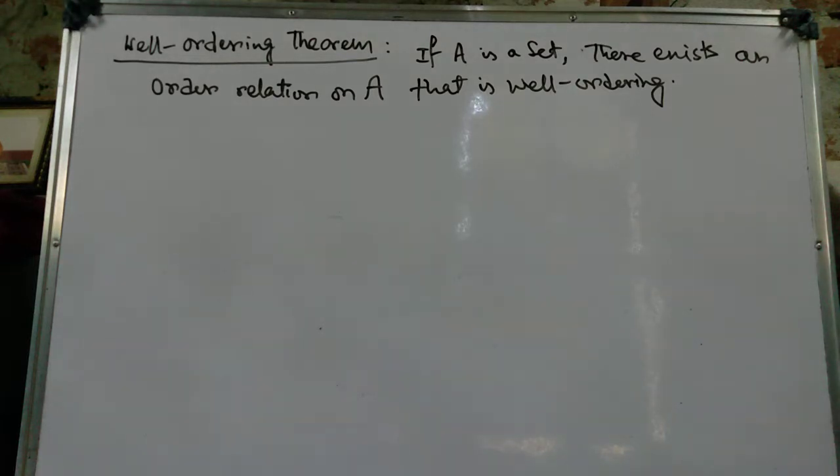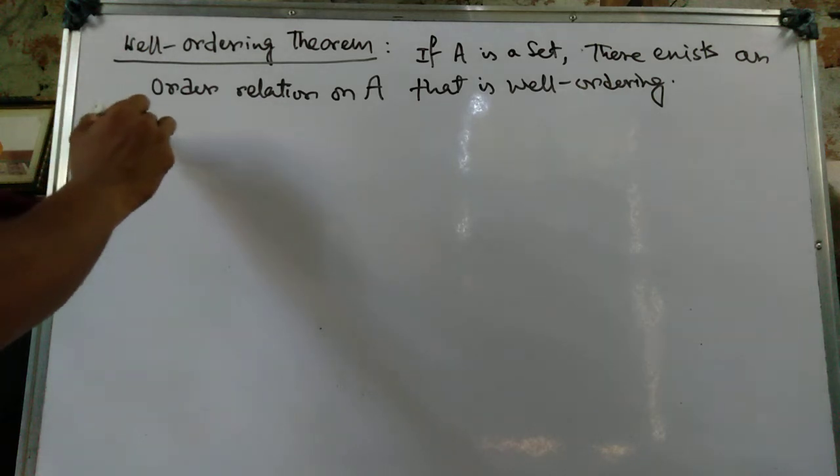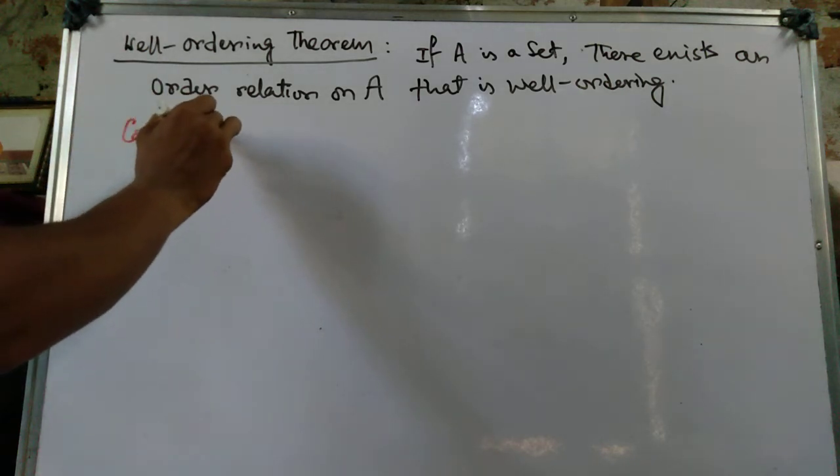Now we start with this, and also a corollary: there exists an uncountable well ordered set. That means an uncountable well ordered set is possible. For a set A there exists an order relation on A that is a well ordering. Obviously, this is a corollary.